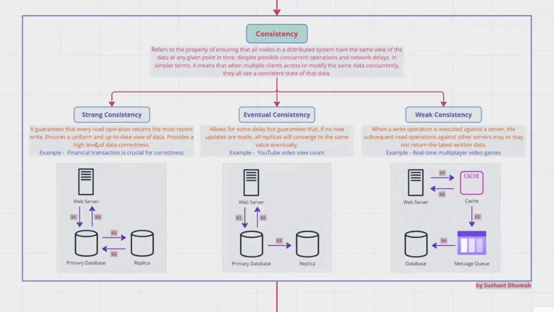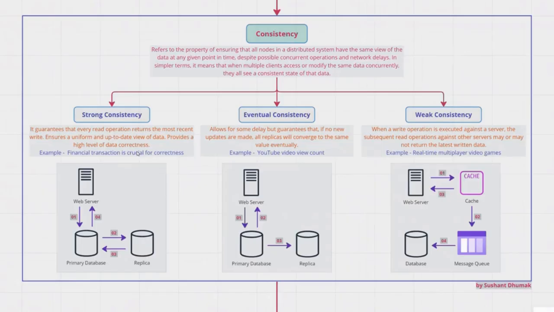And ensures a uniform and up-to-date view of data. So data will have a high level of accuracy or correctness. Okay, so that means whenever you write any data, the same data will be available. Now you will see how it is possible. So there will be a kind of trade-off.